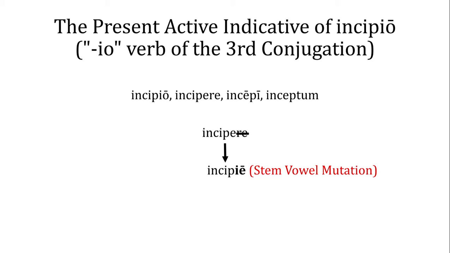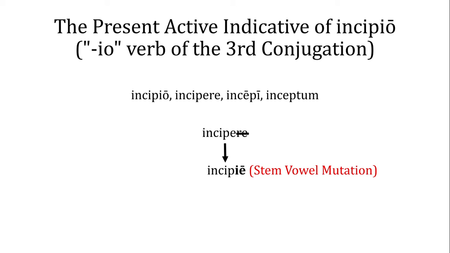So you're going to look at the second principal part, and you're going to see that short E there in incipere. And like you normally do, you're going to knock off the RE and find your present stem. So it's going to be incipe. Now, unlike other verbs where you would just continue on, this is actually going to have a stem vowel mutation. So that I that we see in the first principal part is going to carry through into the vowel mutation. So that E will now change into an IE. And that's going to be important when you come to different tenses like the future or the imperfect.